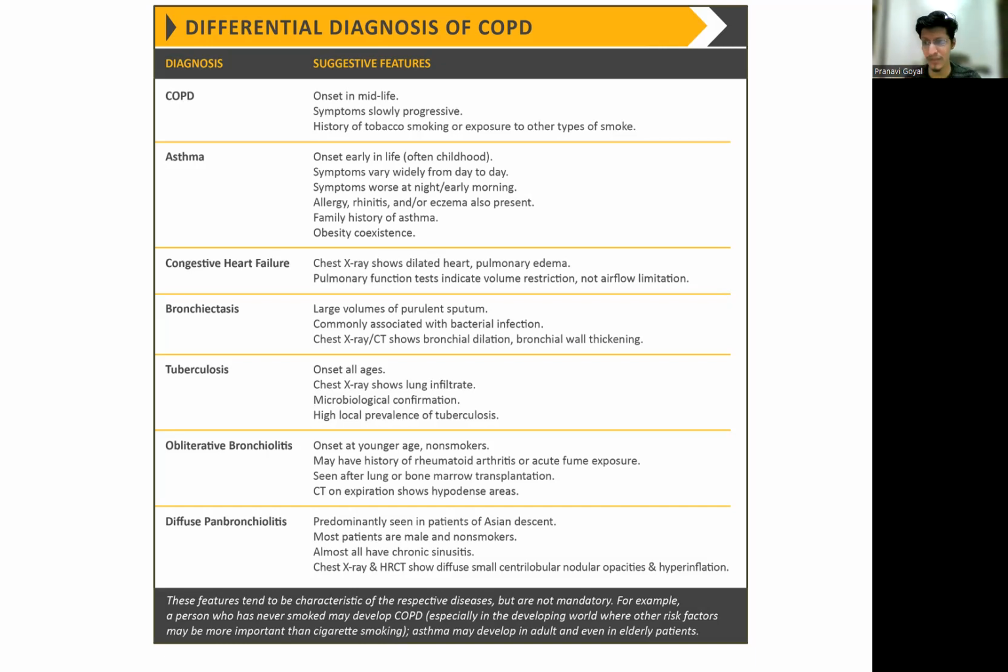Tuberculosis will be associated with moderate-grade fever, an evening rise of fever. Your sputum will be positive. Your chest X-ray will show heterogeneous opacities. Then they will have a history of contact with someone in the family or in the neighborhood. Bronchiolitis obliterans: a younger age group, non-smoker, history of rheumatoid arthritis or acute febrile illness. CT will show hypodense areas.